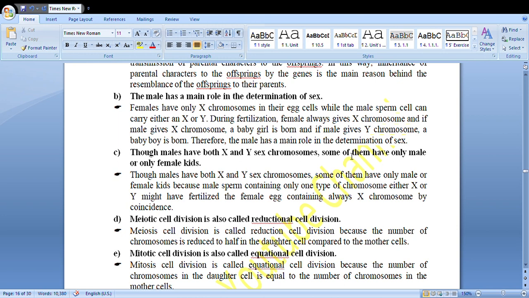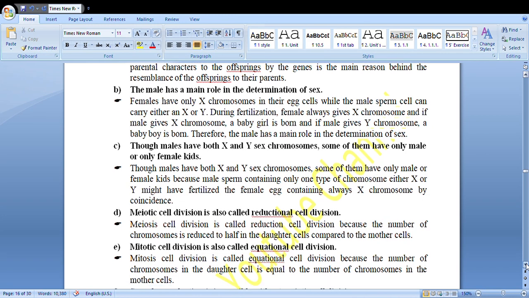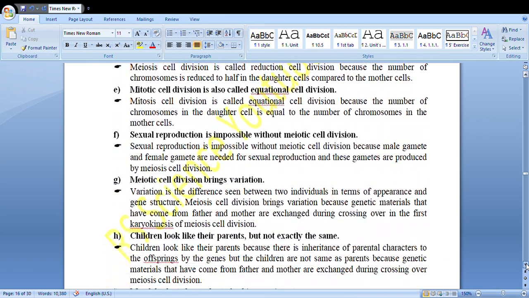Meiotic cell division is also called reductional cell division because the number of chromosomes is reduced to half in the daughter cell compared to the mother cell. Mitotic cell division is called equational cell division because the number of chromosomes in the daughter cell is equal to the number of chromosomes in the mother cell.